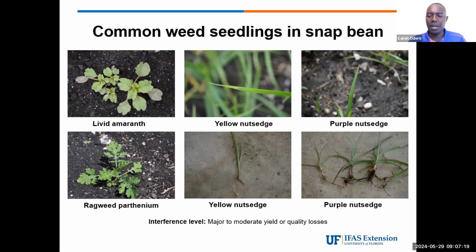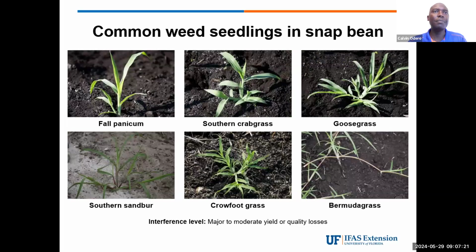And then we do have the nutsedges. Usually yellow nutsedge and purple nutsedge, which are perennial weeds, are the ones that can be found in bean fields. And these will typically form dense infestations when they are not controlled. So all the broadleaf weeds that I mentioned are annual weeds. None of them is a perennial weed. Yellow nutsedge stems can grow up to 3 feet tall, while purple nutsedge doesn't grow as tall, but can reach over 1 foot, typically about 16 inches.